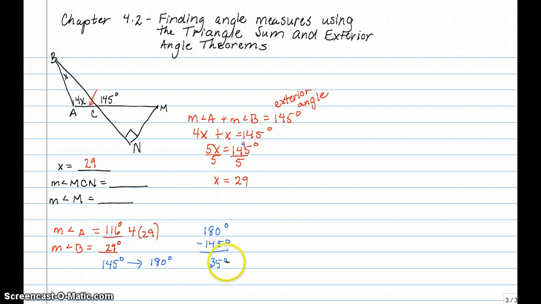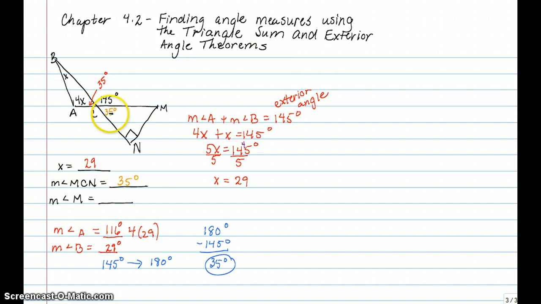So the measure of that angle right there is going to be 35 degrees. Because the measure of angle B is 29 degrees, the measure of angle A is 116 degrees, to get to 180, you have to have a 35-degree angle. Well, now that gives us the measure for this angle right here using the vertical angle theorem. So this is also 35 degrees. That gives you MCN, so we're going to go ahead and write 35 degrees there. And then to find angle M right here, you're going to have to use the triangle sum theorem.